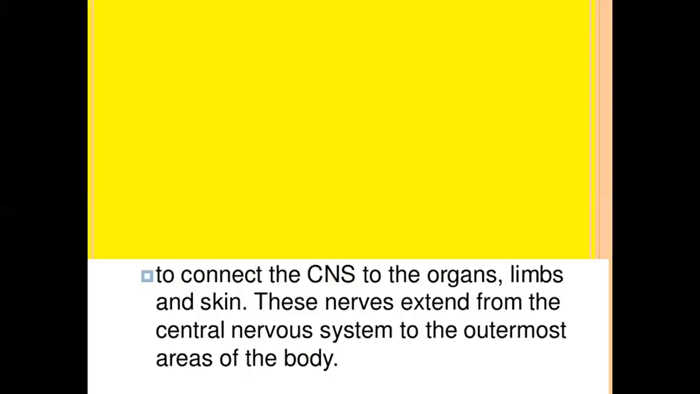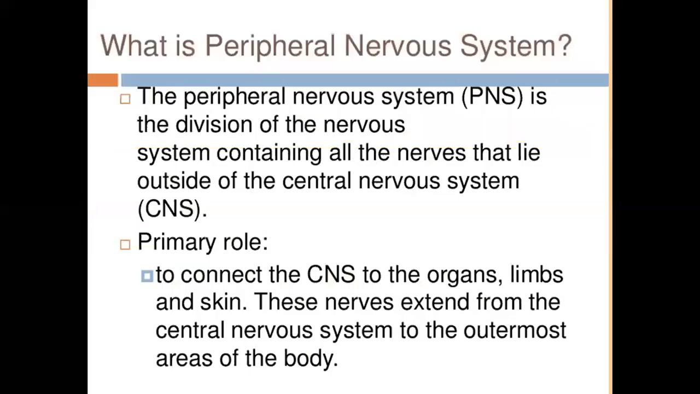First of all, what is peripheral nervous system? Peripheral nervous system is the division of the nervous system containing all the nerves that lie outside of the central nervous system. We can say periphery means side. It means some nerves are arising from the brain and some nerves are arising from the spinal cord, and these nerves are going to different parts of the body on each side. That's why periphery means sides.